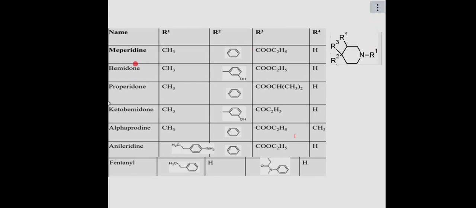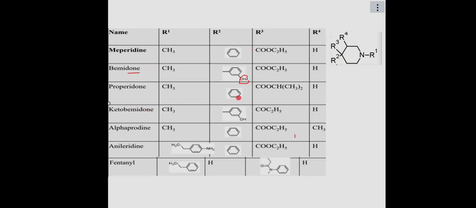If you look at bemidone, the done only signifies that this phenyl ring has a meta hydroxyl substituent. So the only difference between meperidine and bemidone is the introduction of that hydroxyl group at the meta position of the phenyl ring, which is our R2. Everything else remains the same.